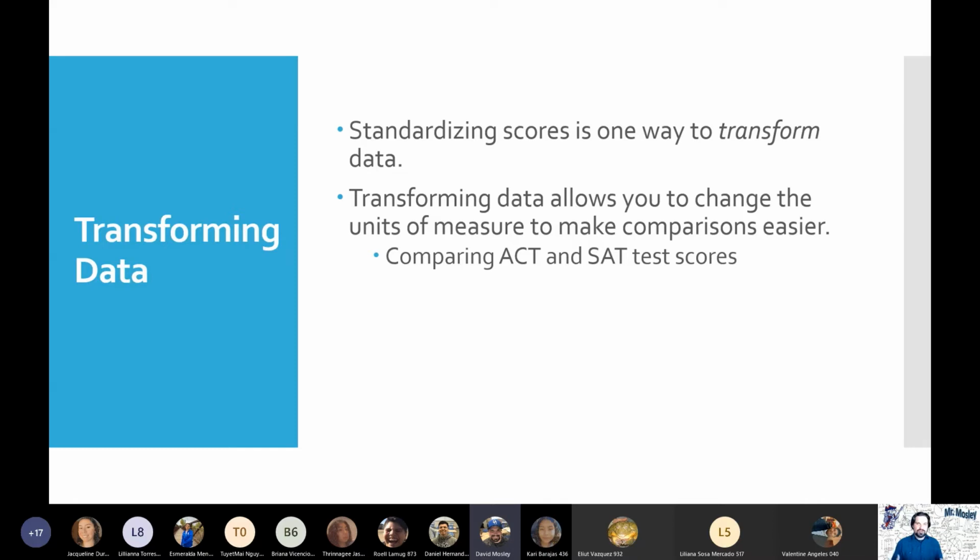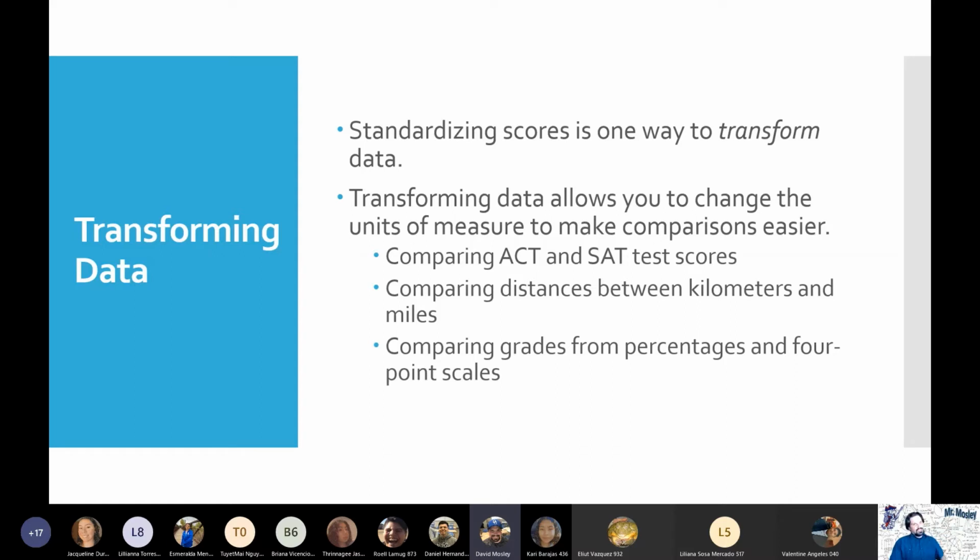But if I convert those into z-scores, for example, and compare people's scores based on how many standard deviations they are from the mean, I can compare those things because now they're in the same unit. Another example would be comparing distances between kilometers and miles, right? Those are not the same unit, but I can convert them to make them the same unit. That's a transformation of the data.